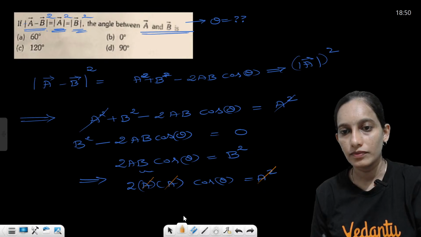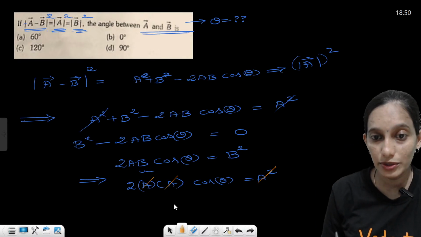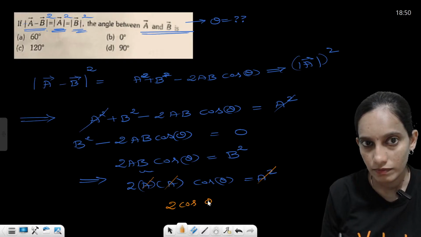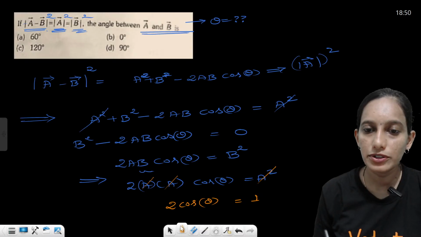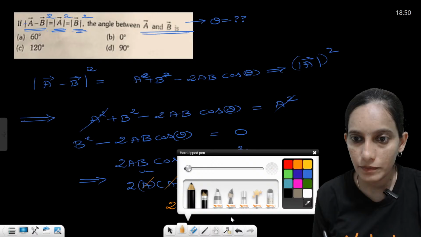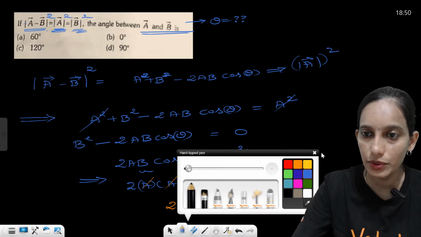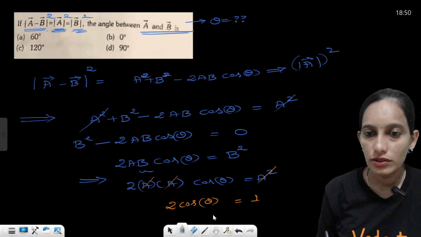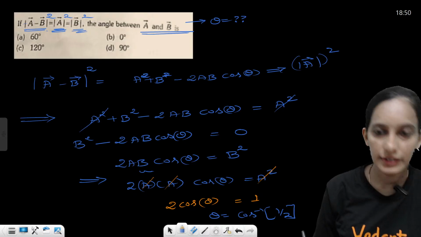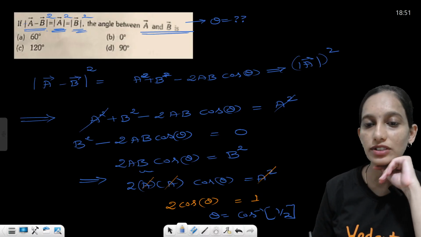cos theta is equals to 1, 2 cos theta is equals to 1, or this will give you theta is equals to cos inverse half. Okay, theta is equals to cos inverse half ಆಗುತ್ತೆ.